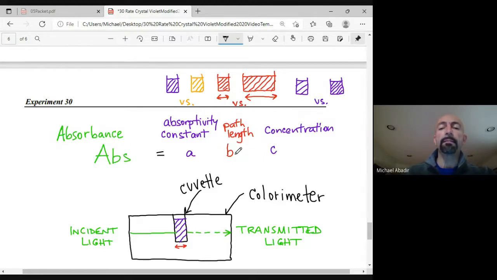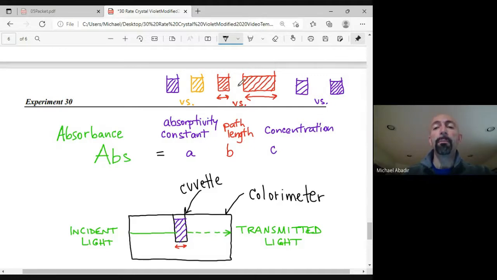The path length is how wide the cuvette is. Okay, so this cuvette is going to be 1 centimeter wide. Now, if you used a wider cuvette, which actually you cannot do with this device because it's made to only fit a 1 centimeter. But hypothetically, if you could use a wider cuvette, then it's going to absorb more light as well because there's more of the sample in between the incident light and the transmitted light.